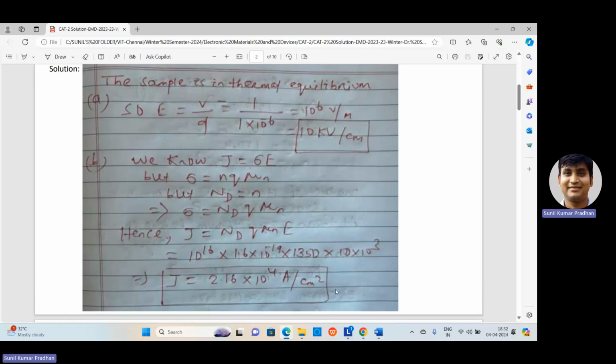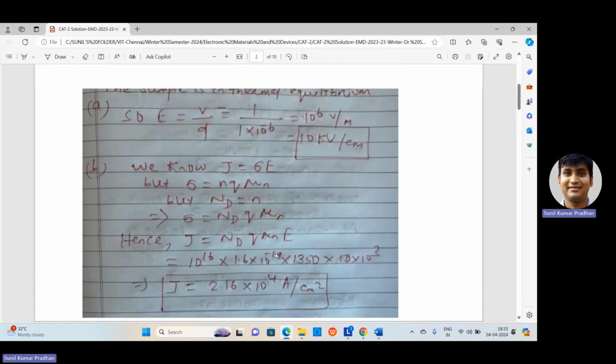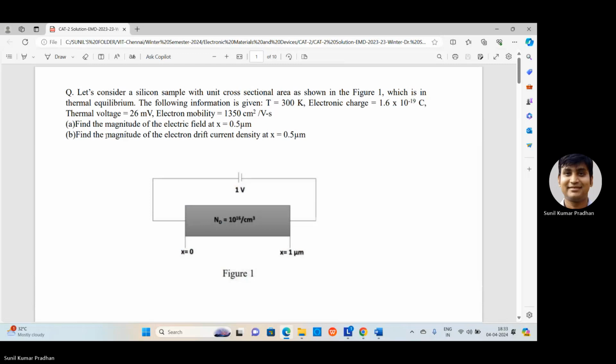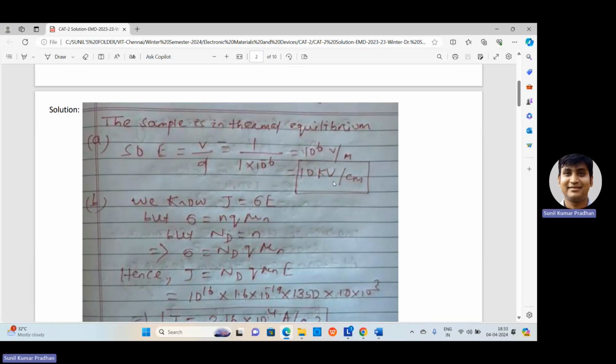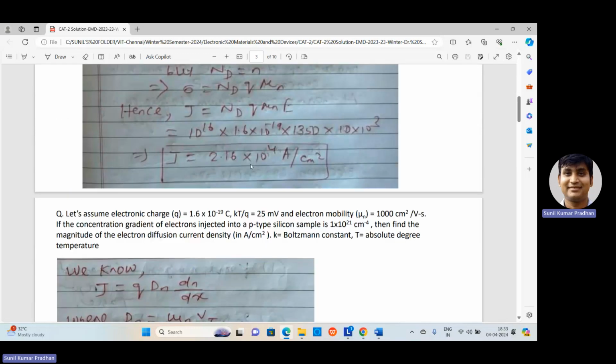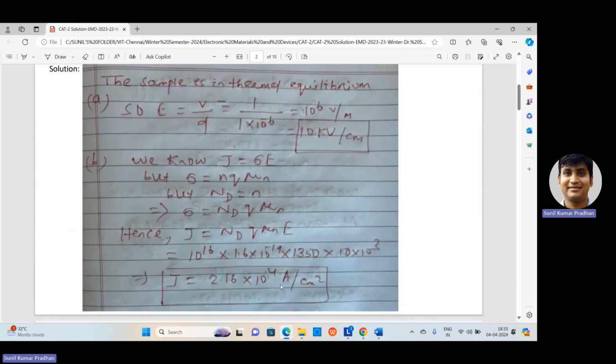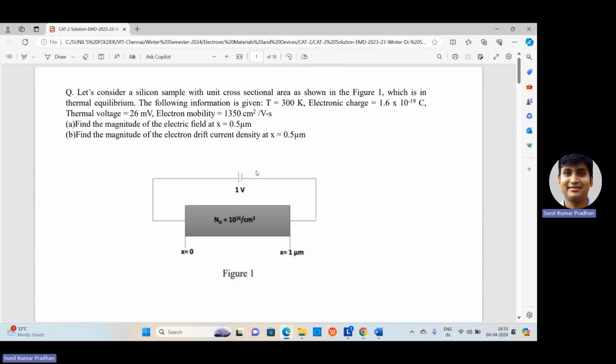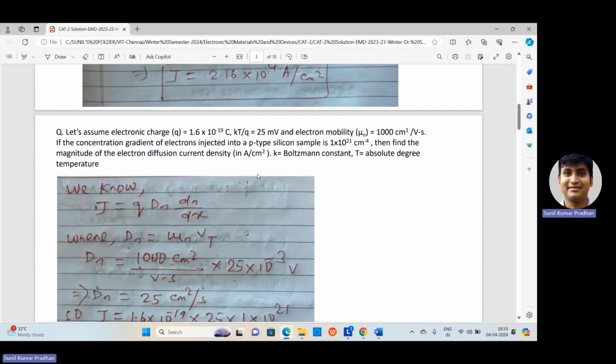If we want to convert into ampere per centimeter square, we have to make sure all the units are as per the consideration. So the correct answer of A is: the electric field at x equal to 0.5 micrometer is 10 kilovolt per centimeter, and the magnitude of electron current density at x equal to 0.5 micrometer will be 2.16 into 10 to the power 4 ampere per centimeter square. Okay, I hope this first question is clear to everyone. Then we'll move to the second question.